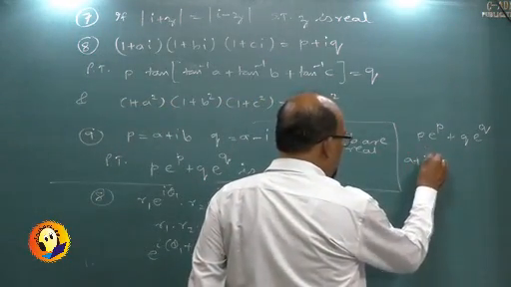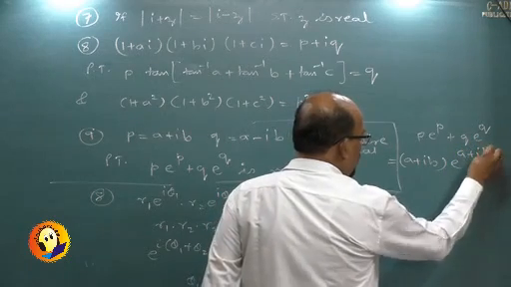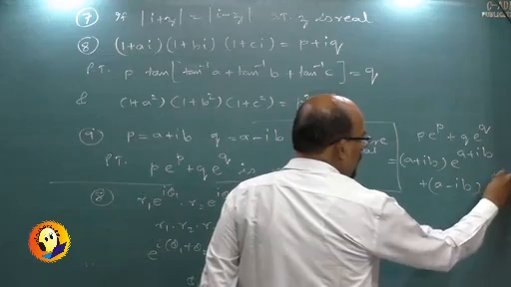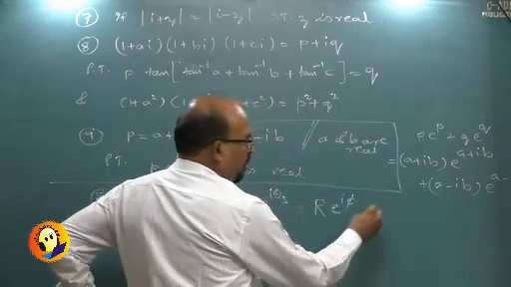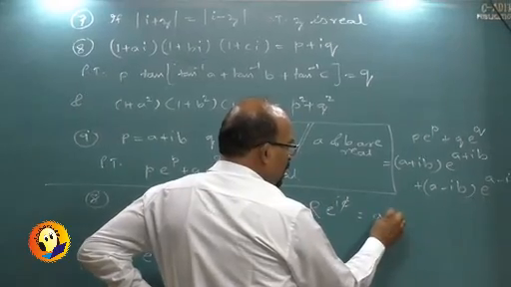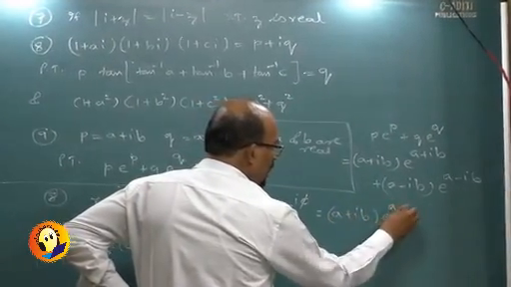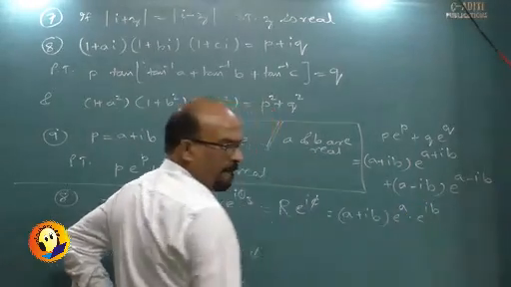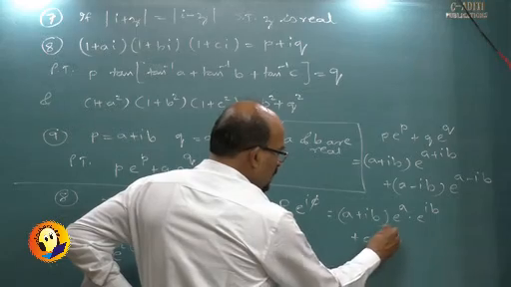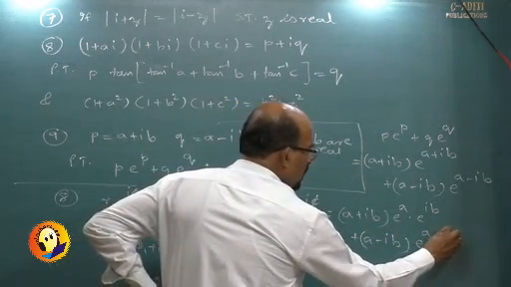a plus ib e raised to a plus ib plus a minus ib e raised to a minus ib, suppose, and we multiply. So it is a plus ib. I will split it as e raised to a into e raised to ib, right, plus a minus ib. It will be e raised to a into e raised to minus ib.